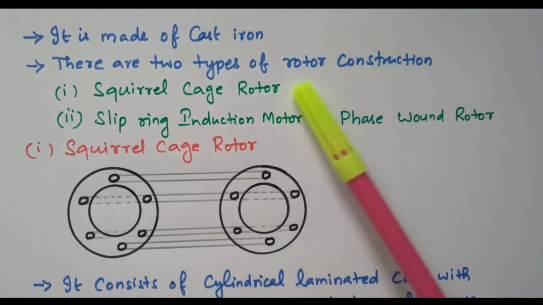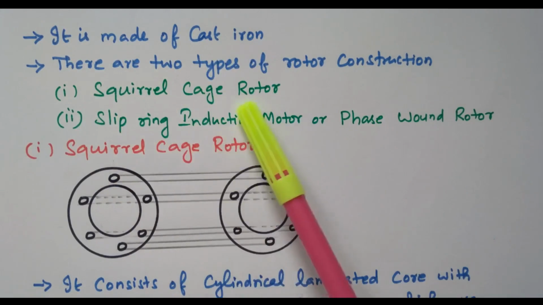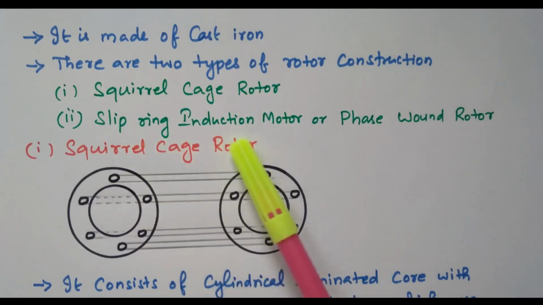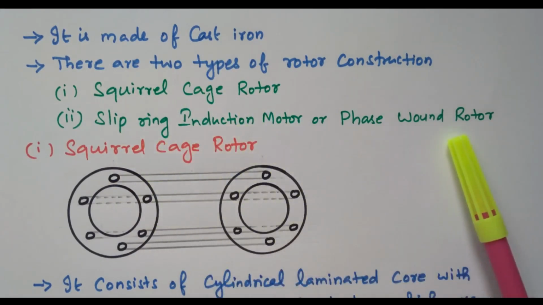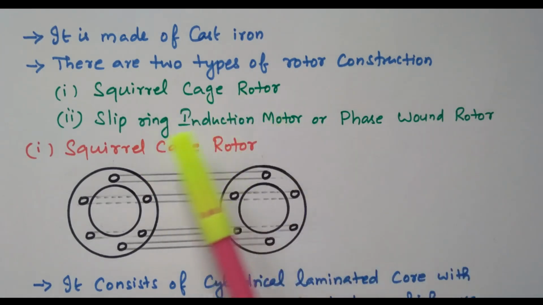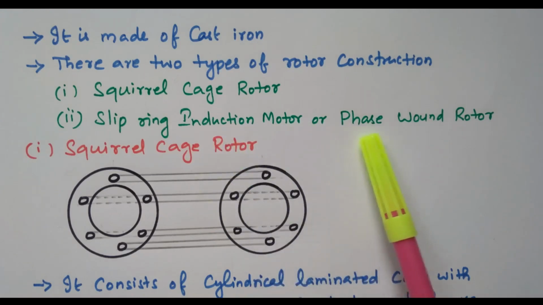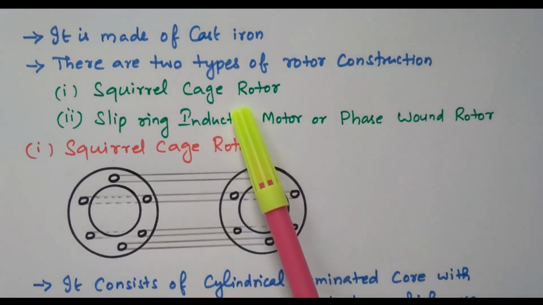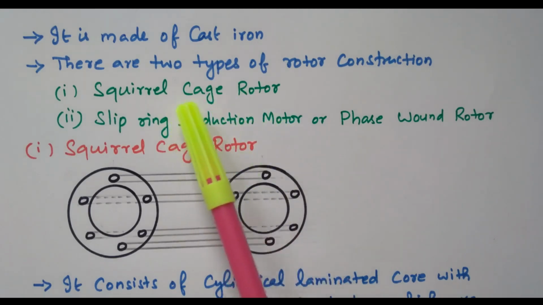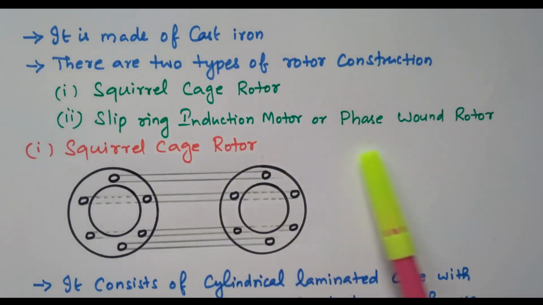There are two types of rotor construction available. One is the squirrel cage rotor, and another one is the slip ring induction motor or phase wound rotor. Squirrel cage means copper bars are available. Slip ring means a separate winding is available. That is the major difference. The slip ring winding can be modified, but in the squirrel cage the copper bars are permanently placed in the rotor. So there are majorly two types, squirrel cage rotor and slip ring induction motor or phase wound rotor.